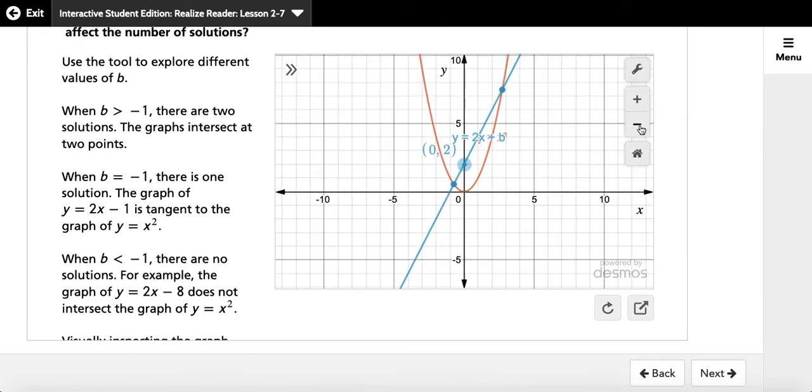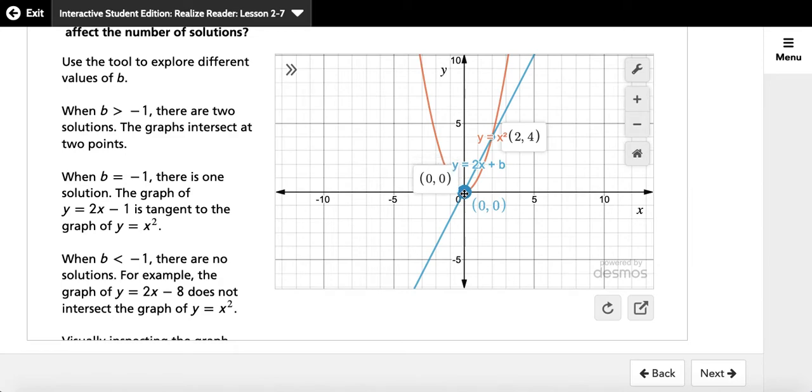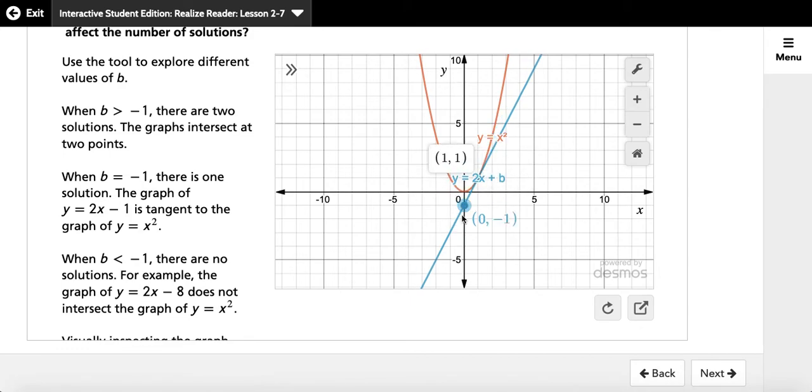Zoom out first of all, so you can see that there were 2 points where it crossed. But if I change the value of b, if I drop it down here, it still has 2 intersection points. Here, there's still 2 intersection points. It's saying as long as we're above -1, we're going to have 2 intersection points. If I go down to -1, it crosses only in one place.